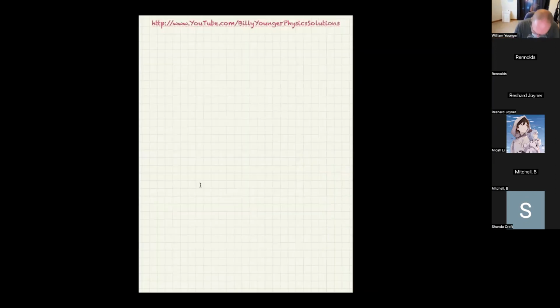So let me draw another coordinate system. Again, I'm drawing the coordinate system specifically so you don't have to, but that's not the norm necessarily. A lot of times you're going to have to come up with a coordinate system yourself. So just keep that in mind. This is going to be my x-axis. This is going to be my y-axis. This is going to be my z-axis.